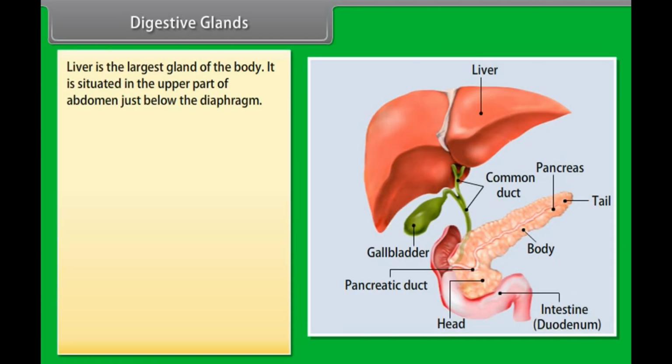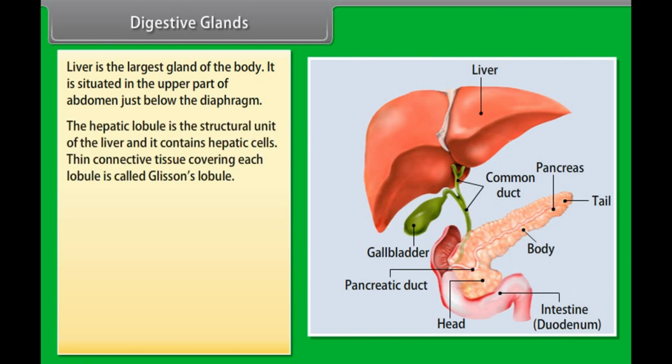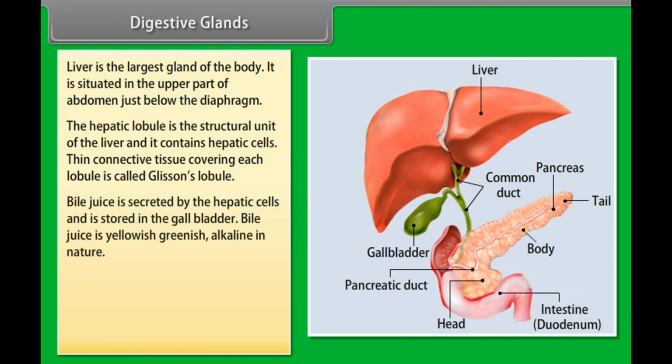The liver is the largest gland of the body. It is situated in the upper part of the abdomen just below the diaphragm. The hepatic lobule is the structural unit of the liver and it contains hepatic cells. The thin connective tissue covering each lobule is called Glisson's capsule. Bile juice is secreted by the hepatic cells and is stored in the gallbladder.